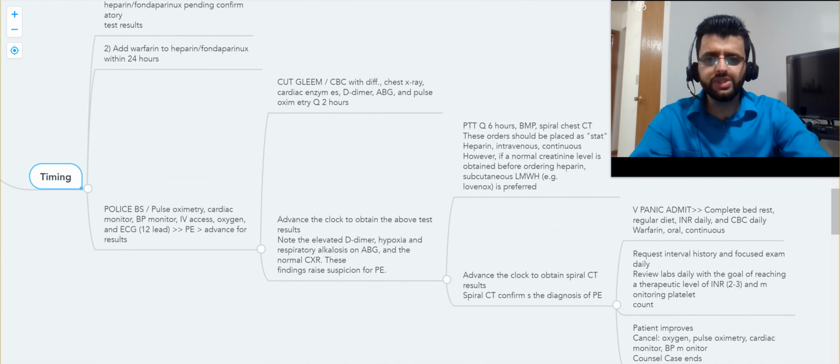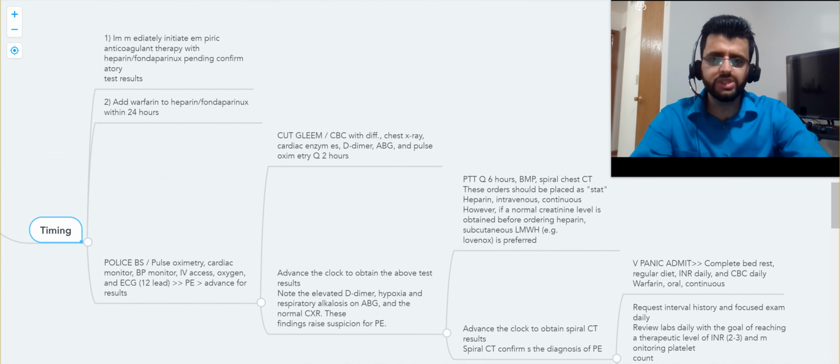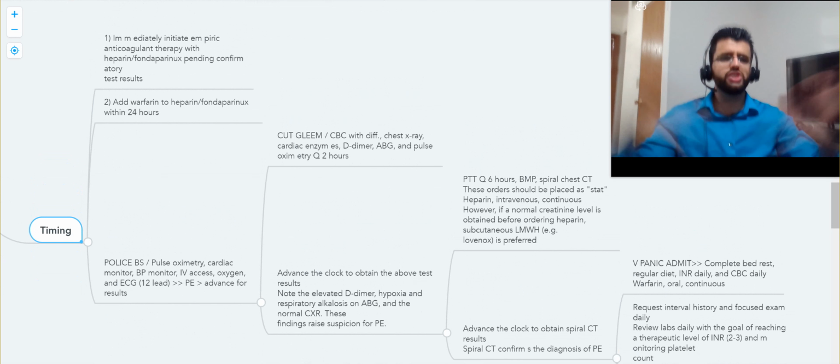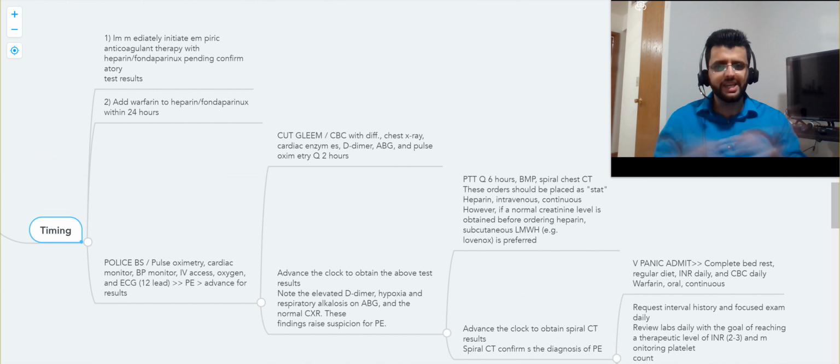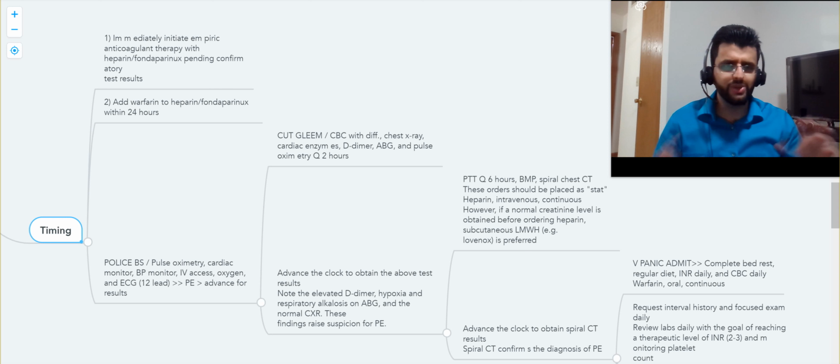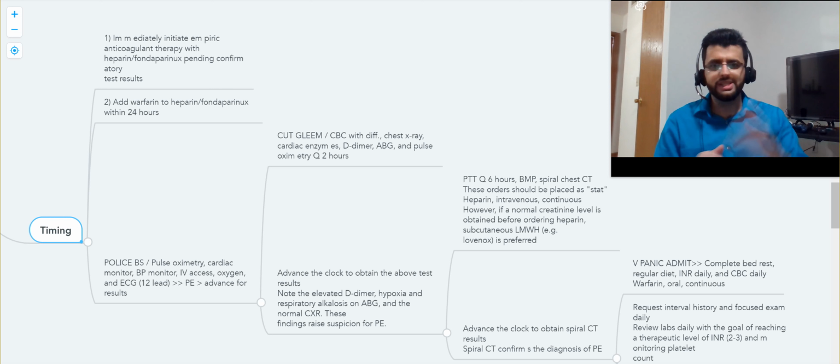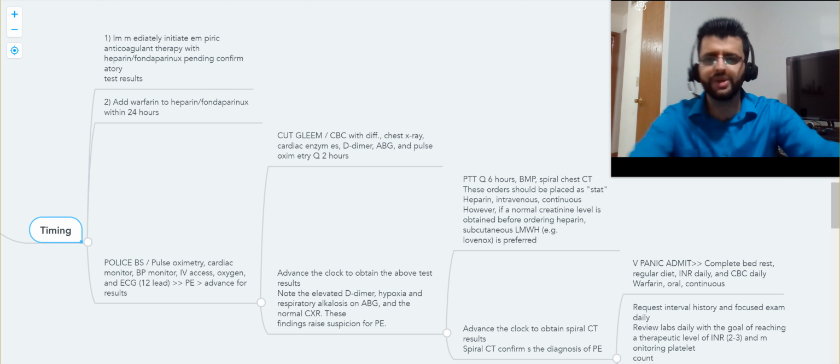Okay. After that you do labs. This mnemonic is for general labs, just in case you forget everything. It's called CUT GLEEM, that's what I do. C for CBC, CMP, U for UA. You don't have to do all of them. T, TSH. G for blood sugar. L for lipid and liver function test. E, EKG. The second E for ESR and M for magnesium.